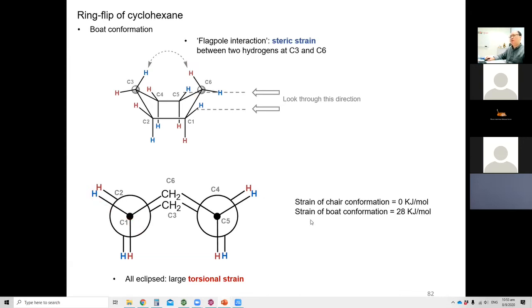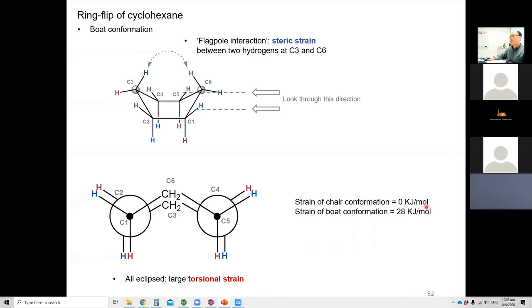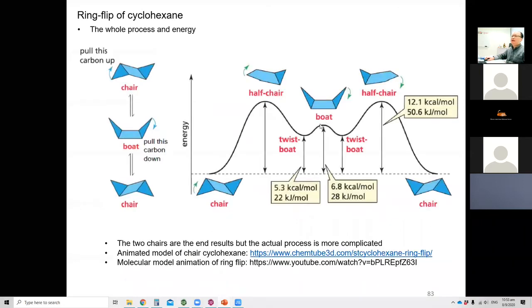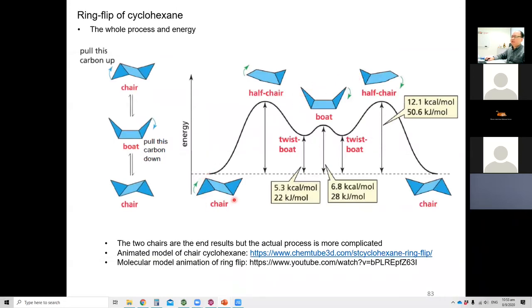So actually, the strain of the boat conformation is 28 kilojoules per mole higher than the chair conformation. Okay, so chair conformation is really comfortable, fully relaxed. But if you go to the boat, it's really strained. So that's why the boat exists for a very short time, and the boat only exists as the intermediate between these two limiting chair conformations.